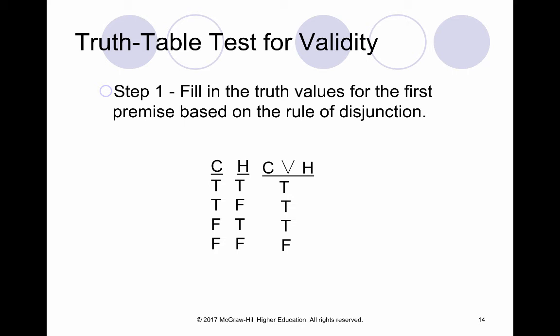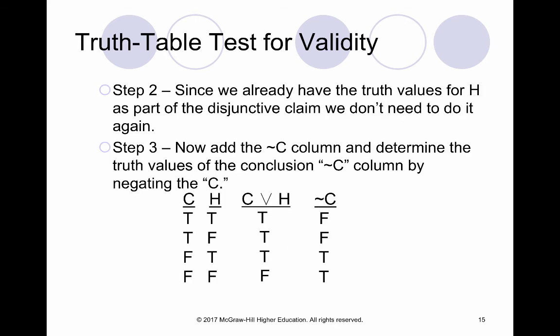So the first line is true, true, and true. The second line is true, false, true. The third line is false, true, and true. And the fourth line is false, false, and false. Okay, we already have the truth values for the second premise, which is H, as part of the disjunctive claim, so to do it again would be redundant. But we need to add the column with the conclusion, which is not C, and to determine its truth values. So in the first line, if C is true, then not C is false, and so on down each line. So the second line, not C is false. The third line, not C is true. And the fourth line, not C is true.